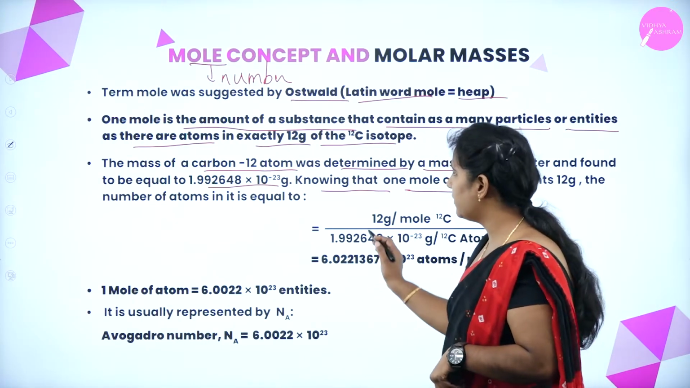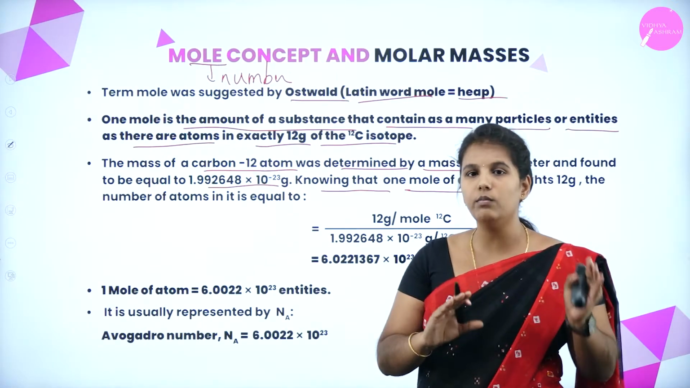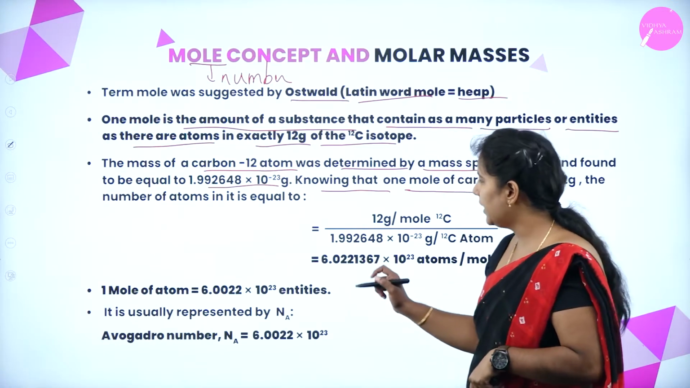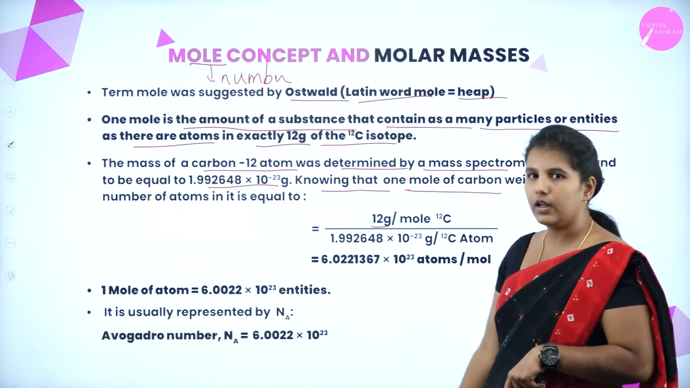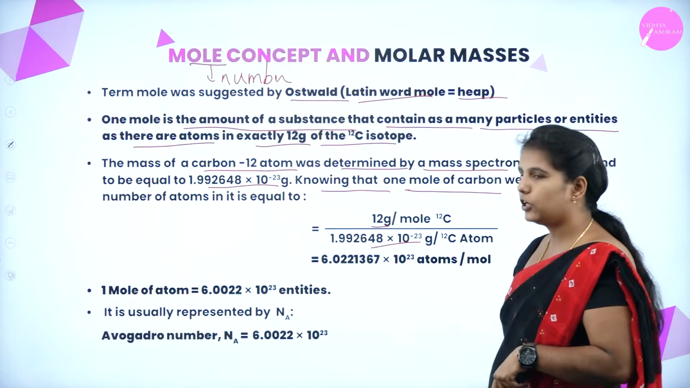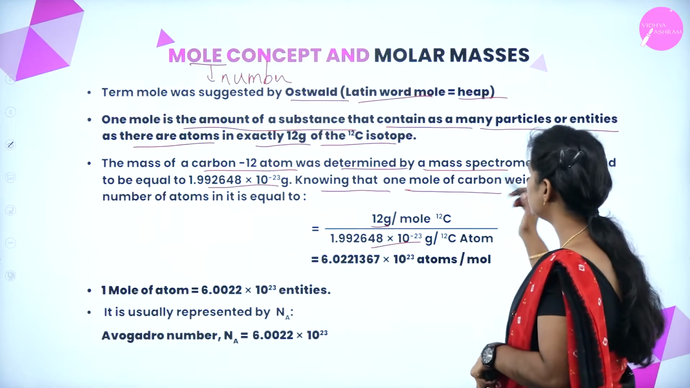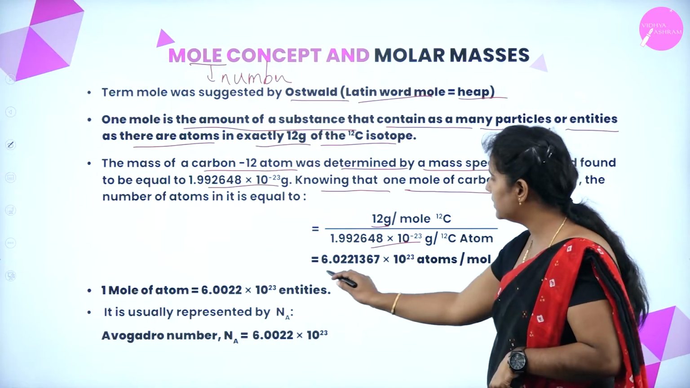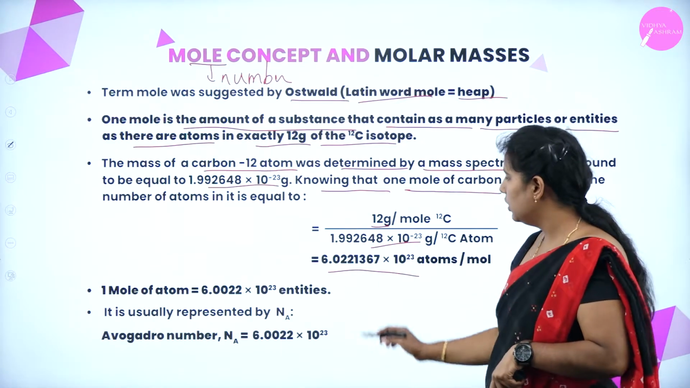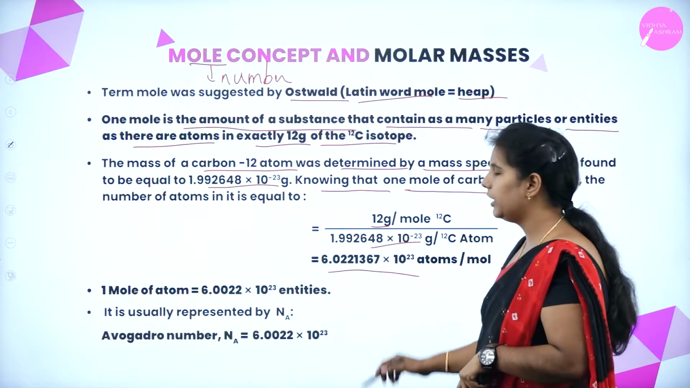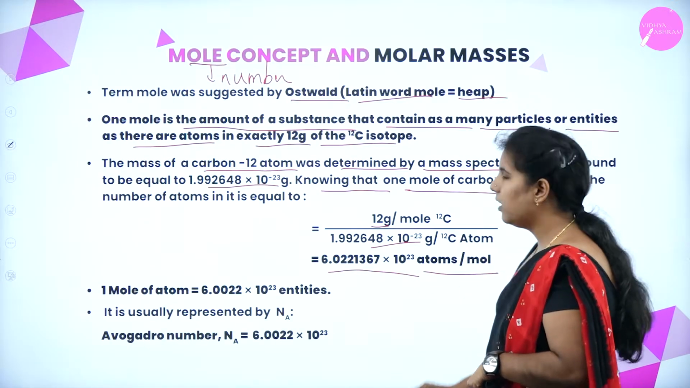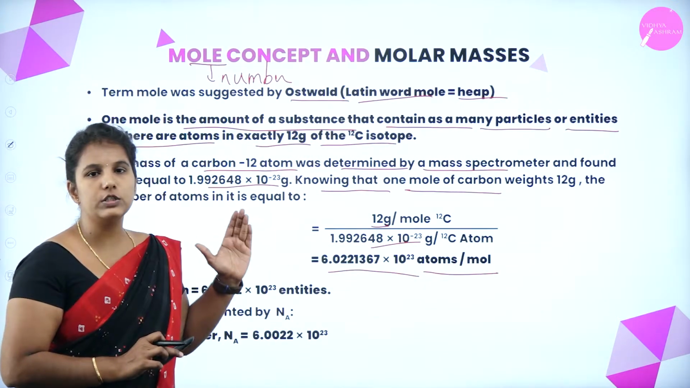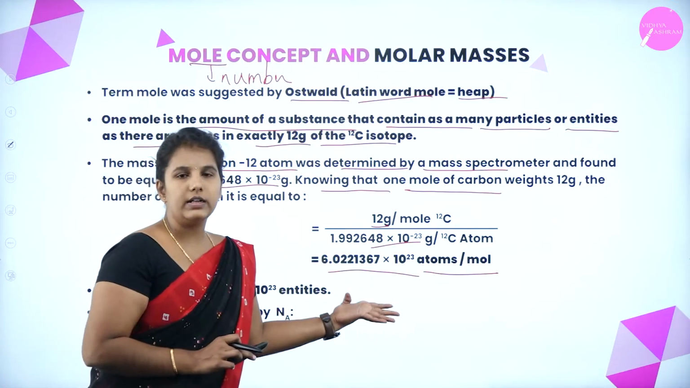If you divide these values, you will get the number of atoms found in the carbon-12 isotope. How is it divided? This is the weight of 1 mole of carbon divided by the atomic mass of the carbon found by mass spectrometry. If you divide this, you will get the value of 6.0221367 × 10^23 atoms per mole. This shows that in a carbon-12 isotope, these many atoms will be there.